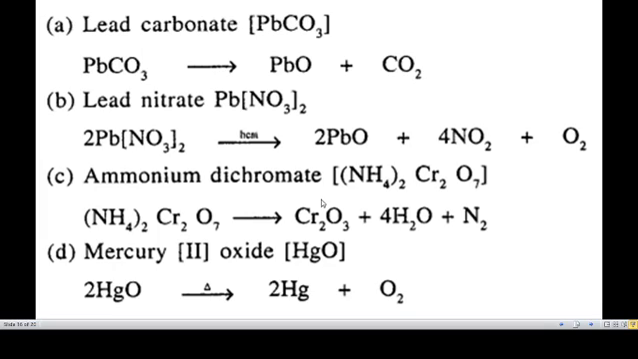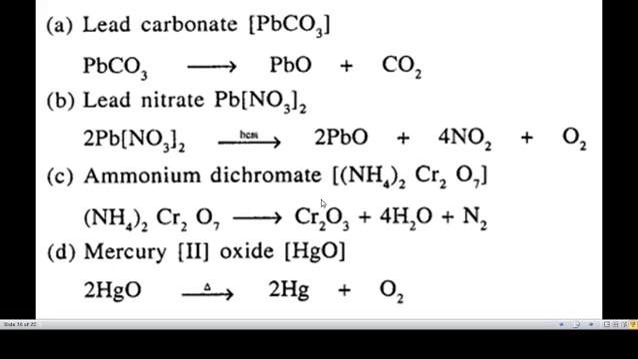These are also examples of decomposition reaction. The first reaction: lead carbonate, PbCO3. Pb is lead, CO3 is carbonate, lead carbonate. It decomposes into lead oxide and carbon dioxide. PbCO3 is decomposed into PbO plus CO2.